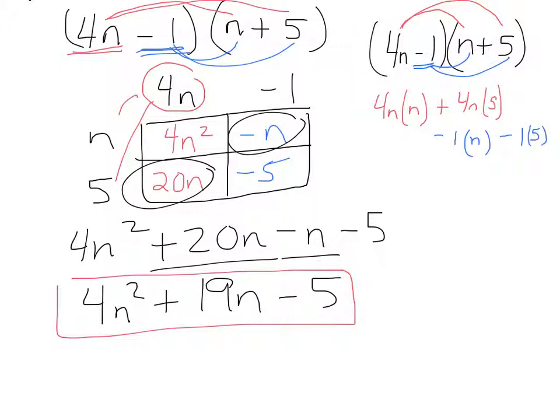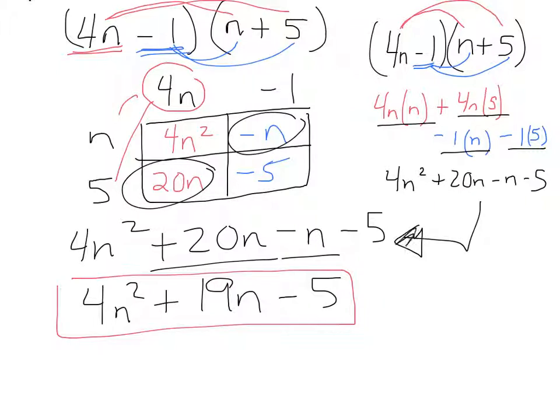What do we have in total? Here's 4n squared from this product. Here's another product for 20 n's. Here's another product for negative n. Here's another product for negative 5. Notice we have the same exact terms right there. So when we simplify, we should get what's right there. Whew, this is fun. This is exciting because we're about to talk about quadratics, and quadratics are amazing. That's all I want to say about that. Let's keep going.